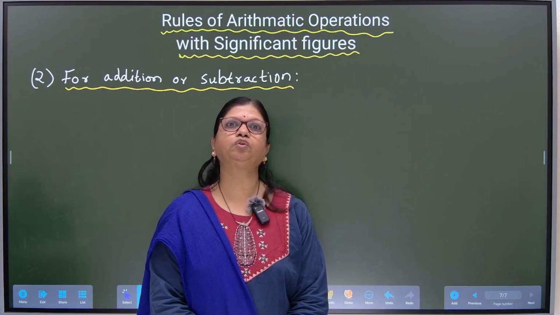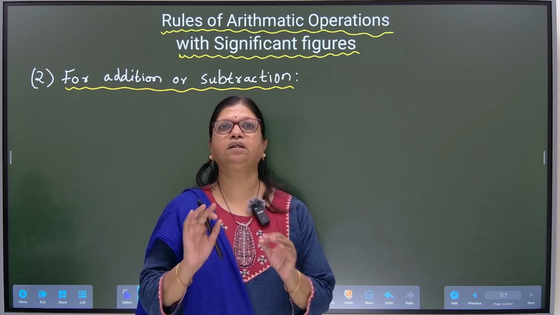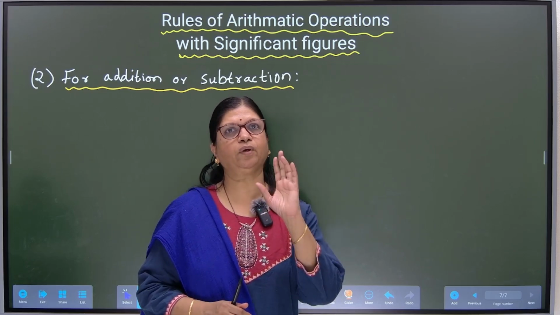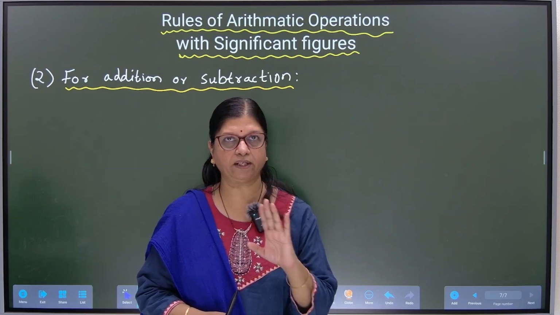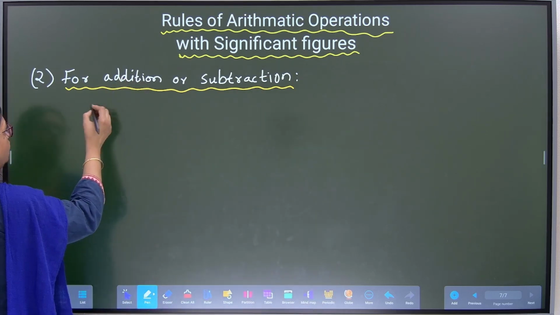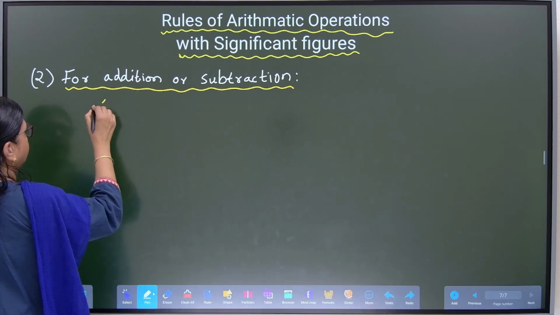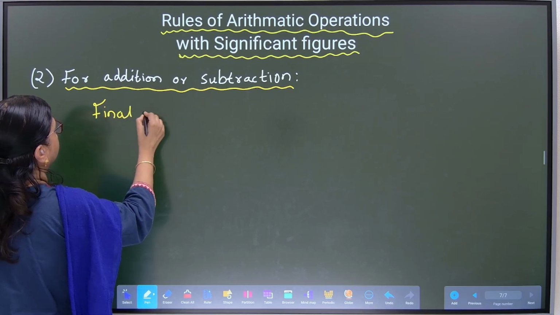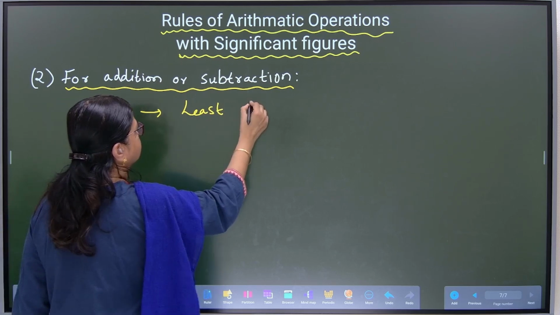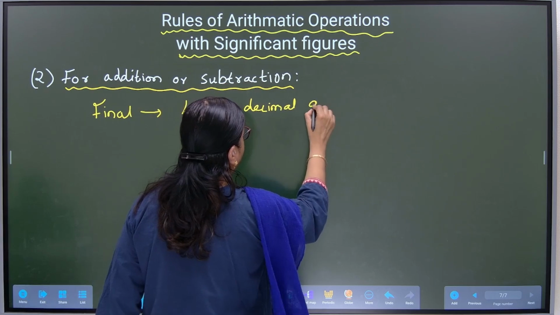So now we move to the next rule of subtraction or addition with the significant figures. What should be the significant figure in the final answer when we subtract or add any 2 physical quantities measurements? That is our aim. So now what is the rule? The rule is the final answer must have the least decimal which is given in the data.